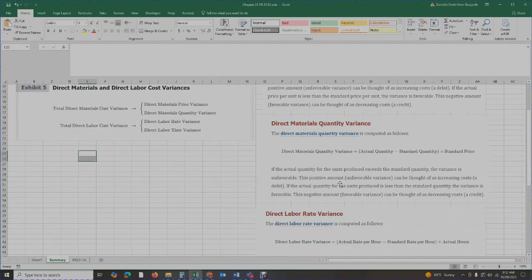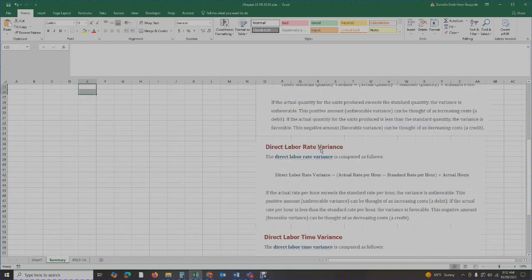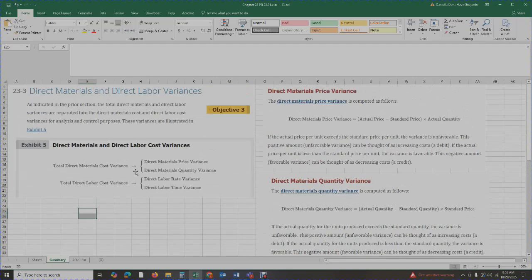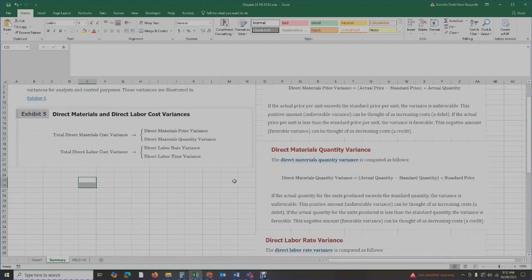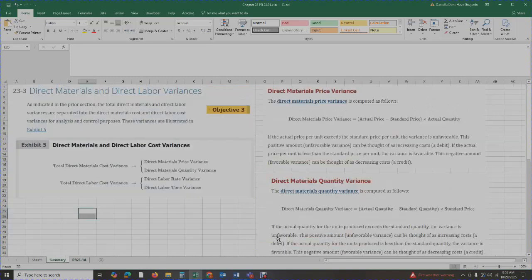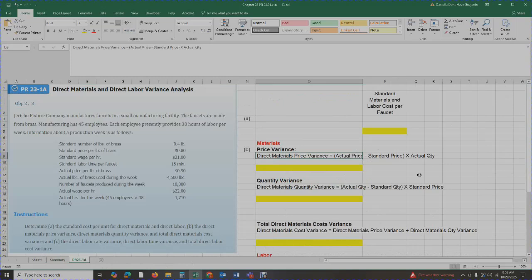The same thing for labor. You calculate your direct labor rate variance and your direct labor time variance. You add the two, and that will give you your total direct labor cost variance. Okay, so I'm not going to read all of this, you all can go back and review your ebook, look over the formulas. All I did over here on my spreadsheet was copy the formulas directly from your ebook. I just transferred them over. That way I could have the information easily available. Okay, so nothing extra has been done. I just copied and pasted.